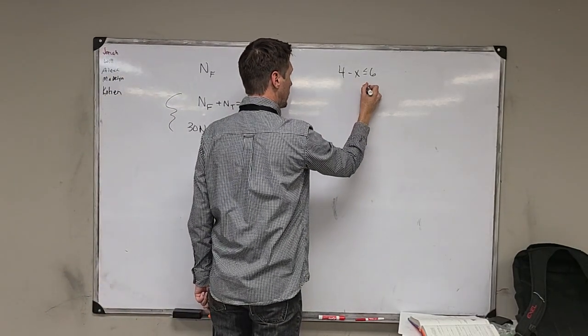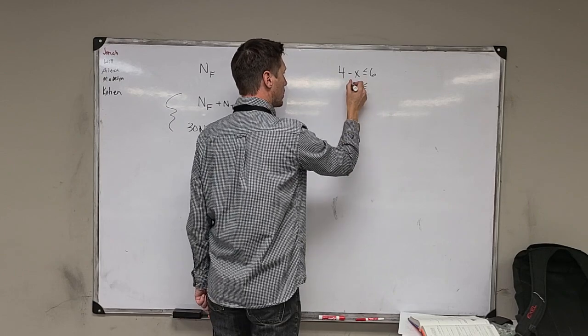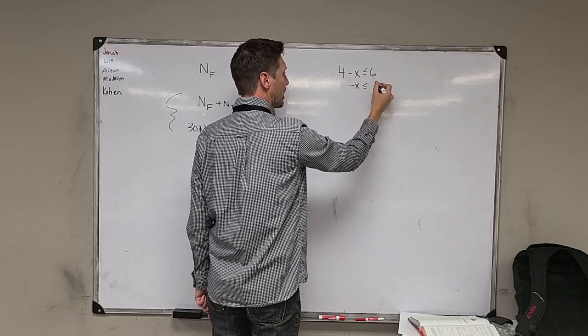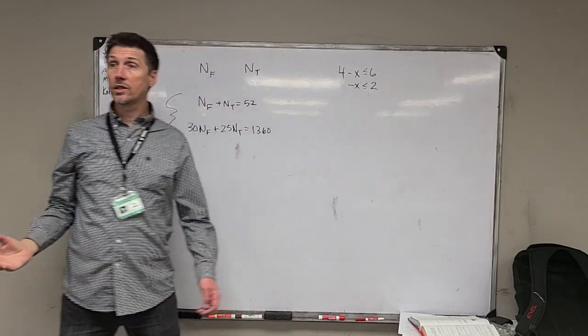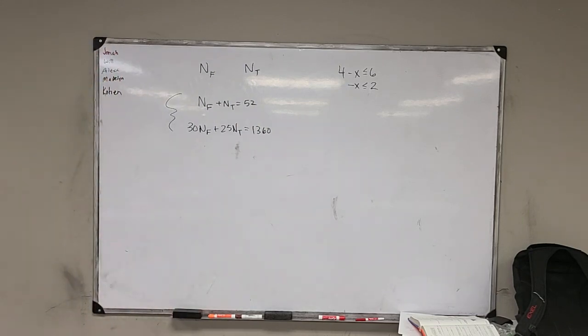All right, so we'll leave this here like that, right? We'll move the 4 over, so now we have negative x. 6 minus 4 is 2. So we just work with it just like it's an equation, right? So we're almost done, but we want to get rid of that negative sign in front of it because that's confusing us. How do I get rid of the negative sign?